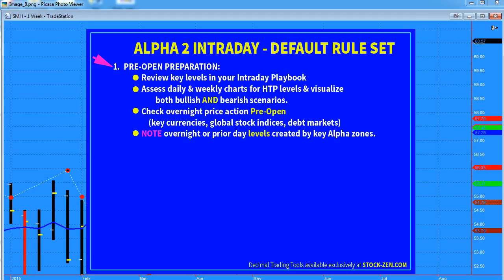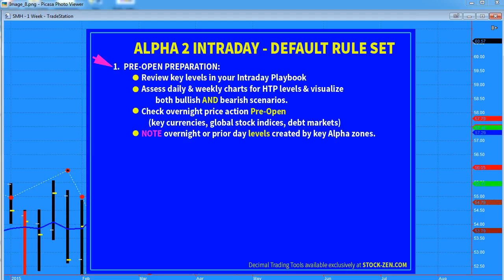Next, check overnight price action pre-open. Part of the pre-opening homework for an intraday trader should include a quick pre-open assessment of the overnight price action for coincident indicator markets, meaning key currencies, global stock indices, and U.S. debt markets that tend to impact order flow.